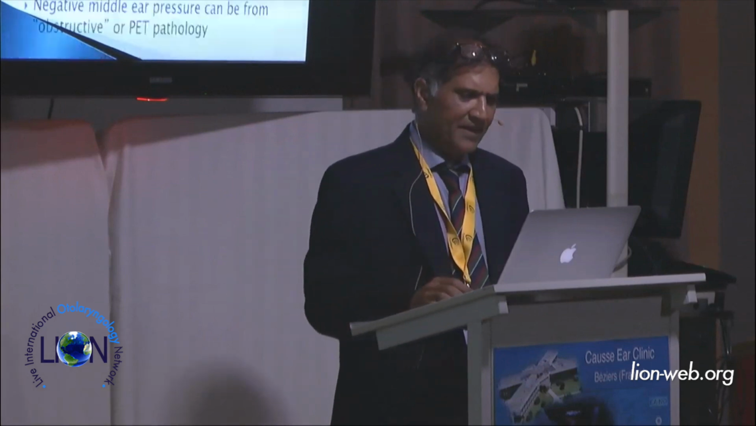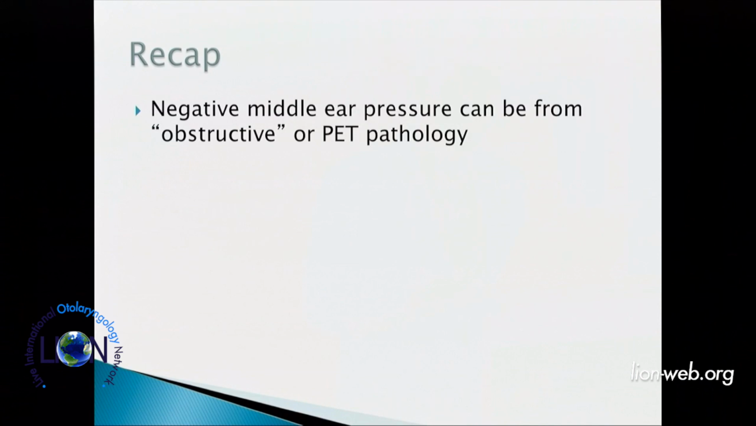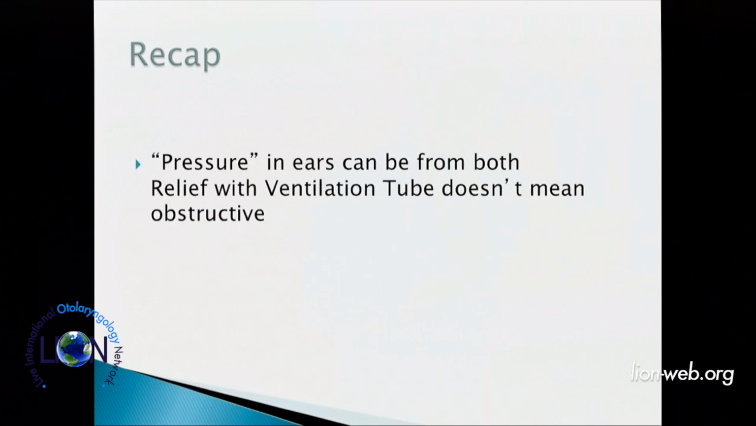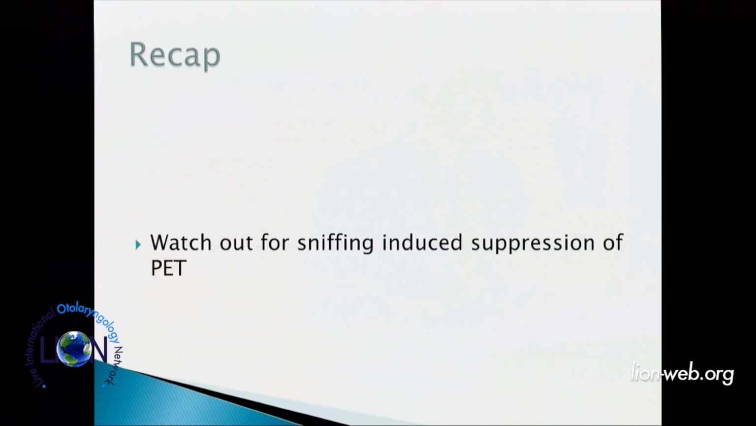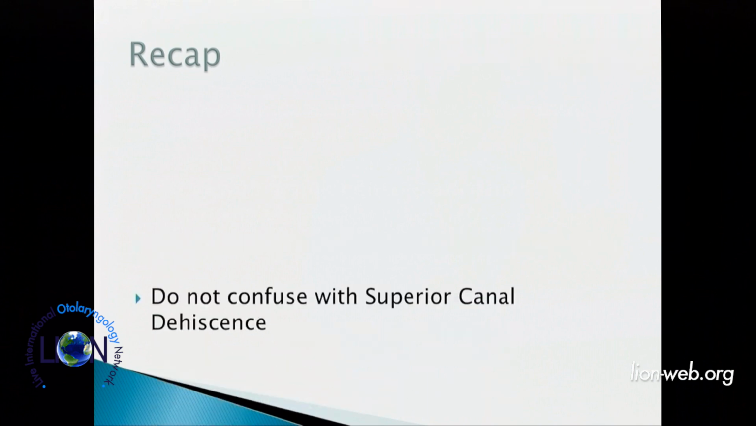So recap, negative middle ear pressure can be from obstructive or patulous eustachian pathology with sniffing, so don't necessarily think that it's only obstructive. Pressure in the ears can be from both patulous eustachian tube, and relief doesn't mean it's obstructive. It could be patulous eustachian tube. Watch out for sniffing-induced suppression of patulous eustachian symptoms. These people will be popping and sniffing, and you watch them, and don't confuse the superior canal dehiscence.